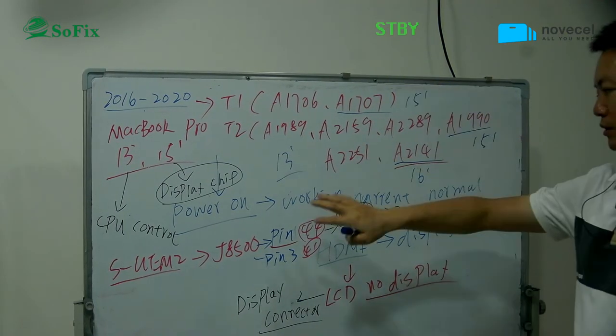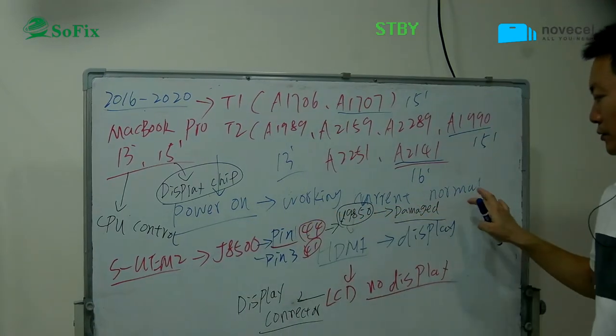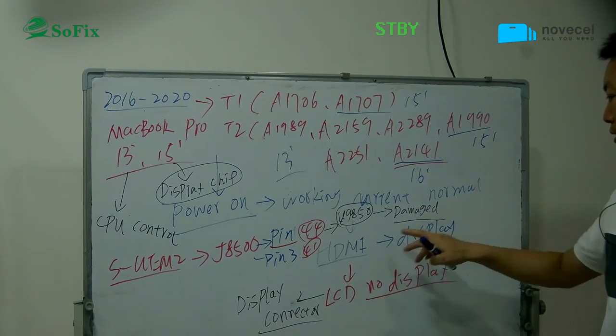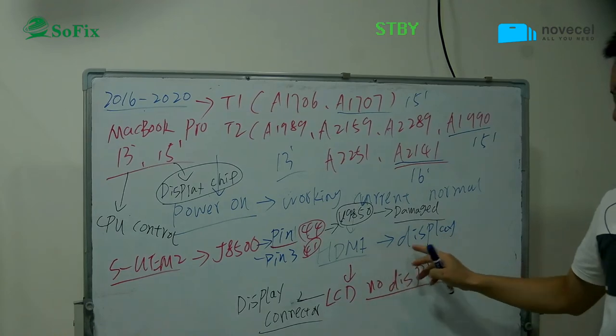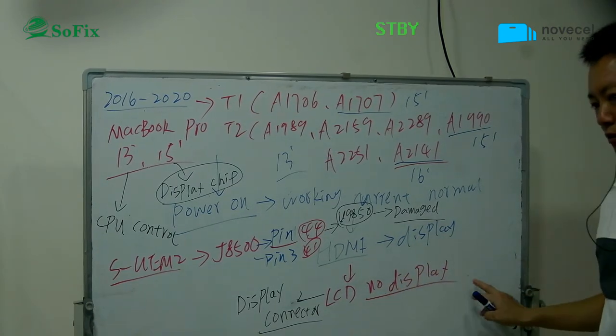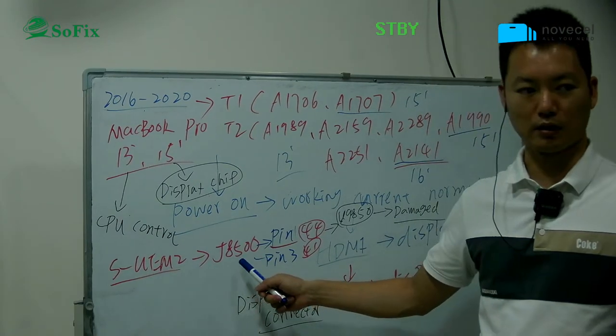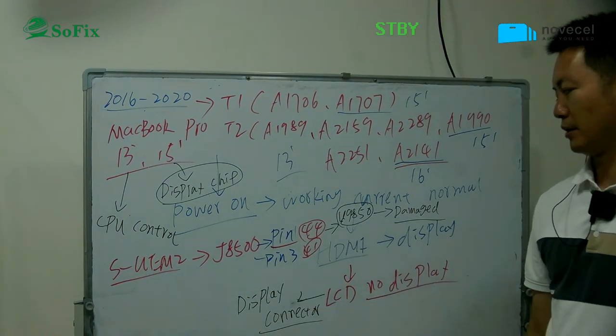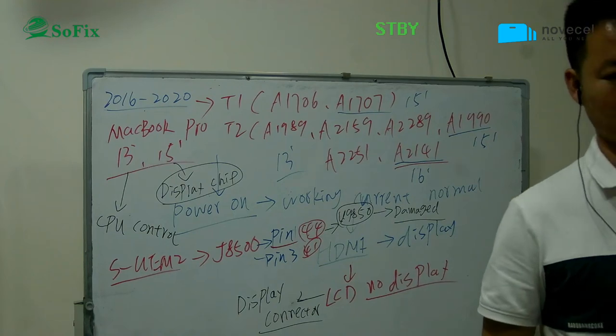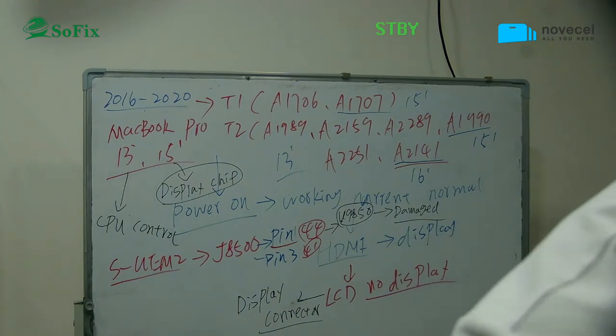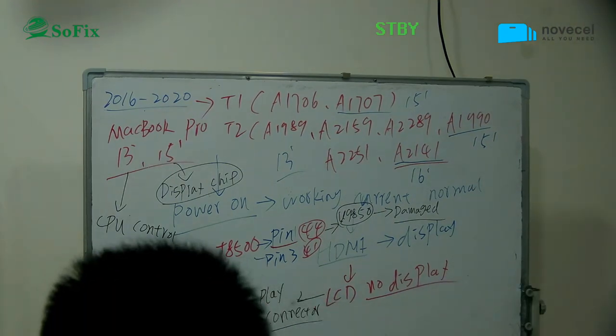But you must make sure the power is on and the working current is normal. Then you connect the HDMI to another display, but the LCD has no display. So you use these tools to test the disconnector to find the problem. Okay, very fast to find the problem.